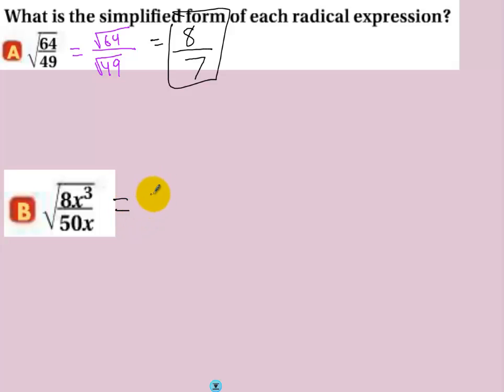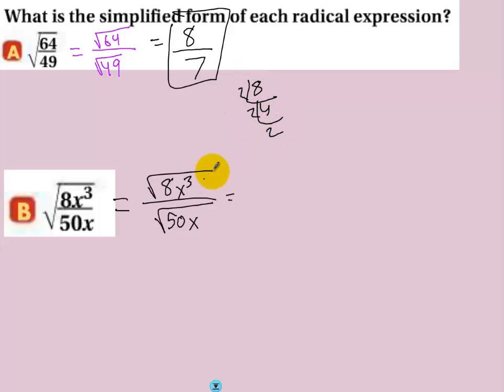For B here, I'm going to split this up as square root of 8x cubed on top and square root of 50x on bottom. All right, so square rooting the top, 8x cubed is going to simplify to 2 times square root of 2. And that x cubed is going to simplify to x times square root of x, because there's 3 of them.